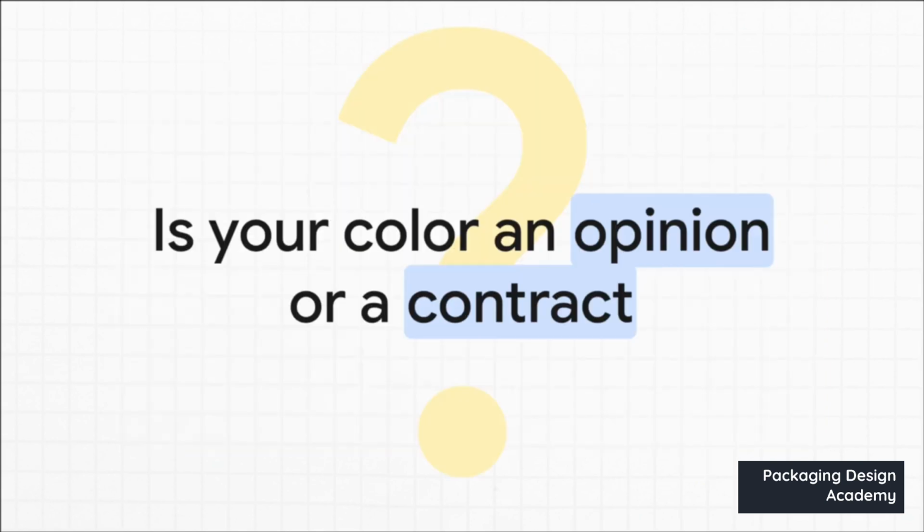And that really brings us to the final question, the one that sums all of this up. By using a system of standards, of measurement and verification, you can transform color from being a subjective, frustrating opinion into a clear, predictable, and even legally binding contract.